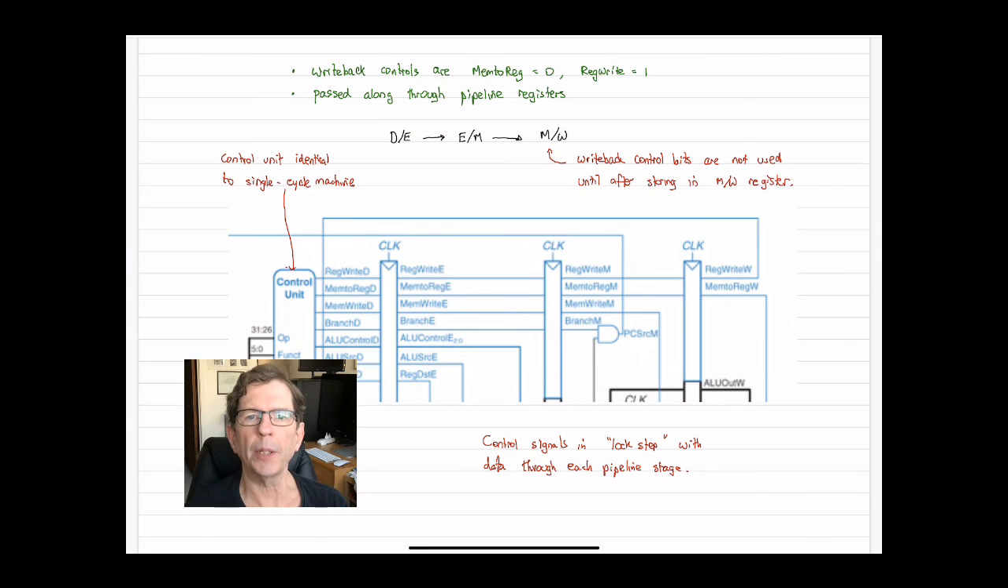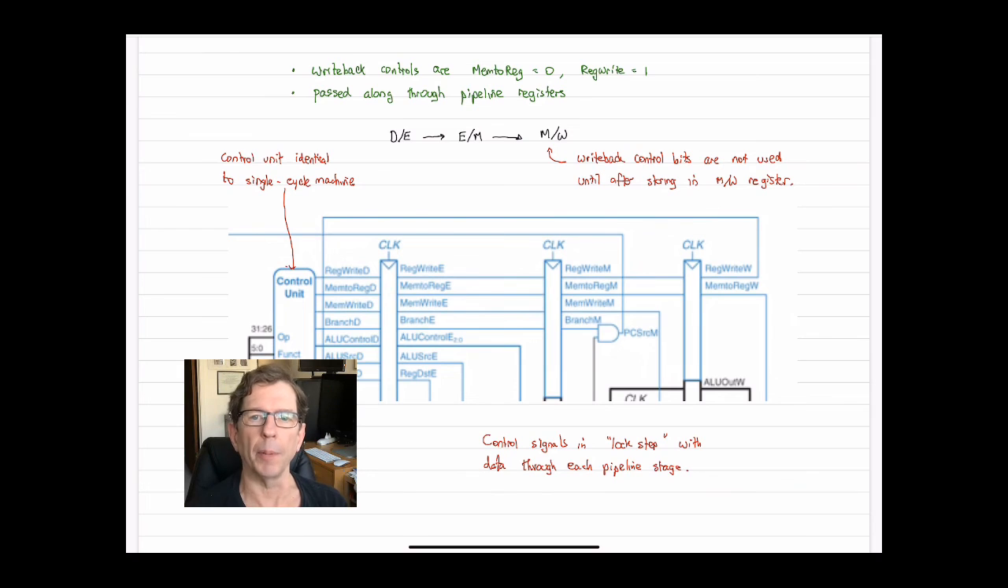Okay, that was a quick tour of the pipeline processor. And of course, this all assumes that we had no hazards. So our next topic is how do we handle hazards? And that's our next lecture.